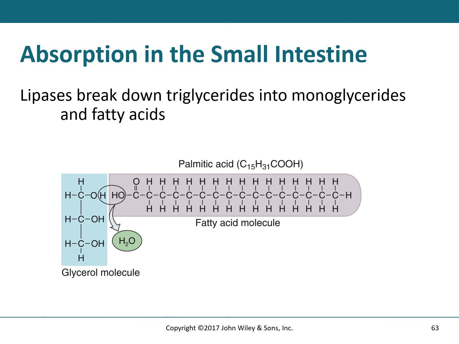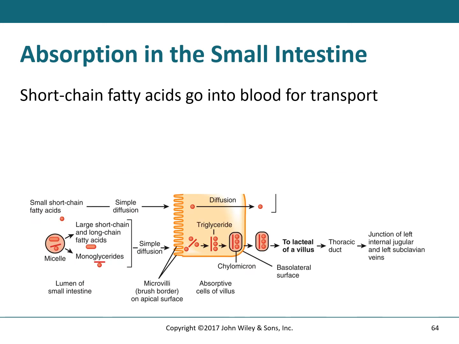Lipases that we learned about earlier actually are able to break down those triglycerides into monoglycerides and fatty acids. So the gray thing we see here is a fatty acid molecule, and when it's attached to the glycerol molecule, it's called a monoglyceride. See the fatty acid molecule and the glycerol molecule. So like I said before, short-chain fatty acids go into the blood for transport via a simple diffusion process. They don't require a carrier. They're small enough and lipid soluble enough that they can go directly into the blood.